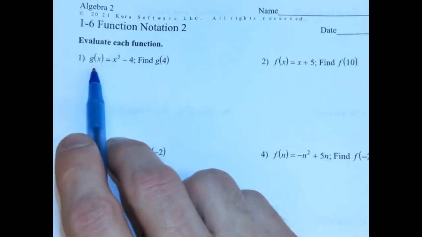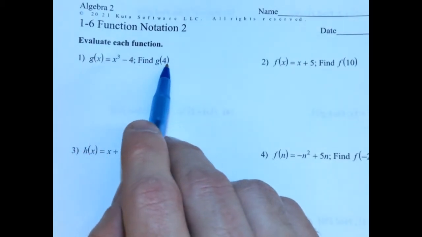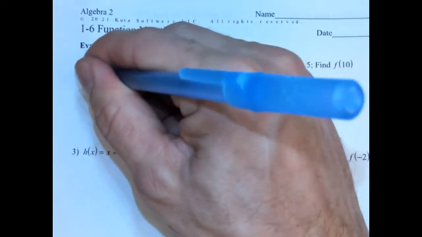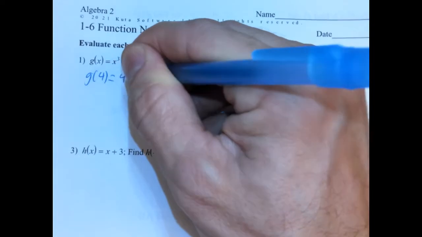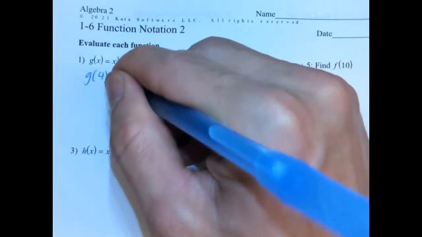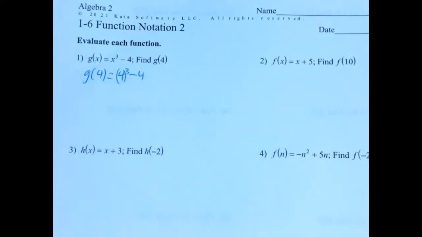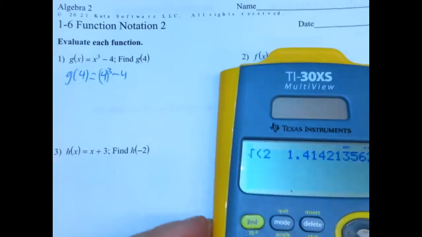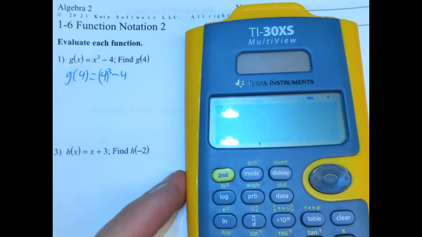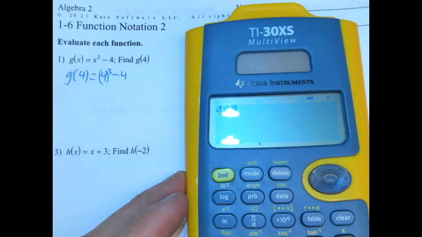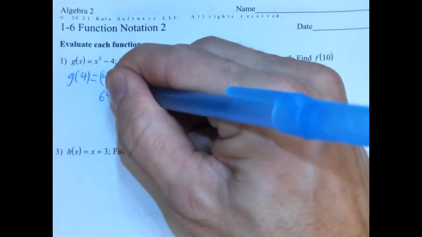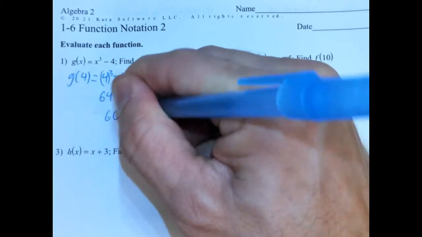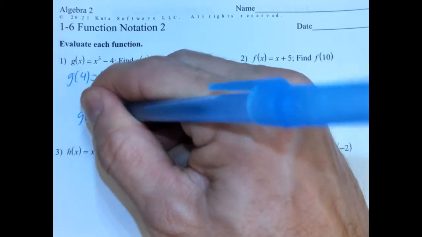All right, so g of x, g is our function, we're plugging in 4, so 4 is our input. So g of 4 is going to be 4 cubed minus 4, so 4 cubed. So 4 times 4 times 4. So 4 to the third power, that's 64. So 64 take away 4, and that would be 60. So g of 4 is 60.